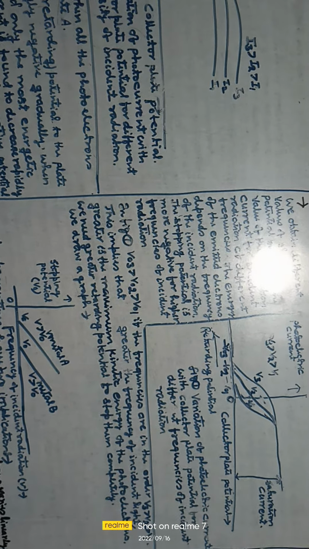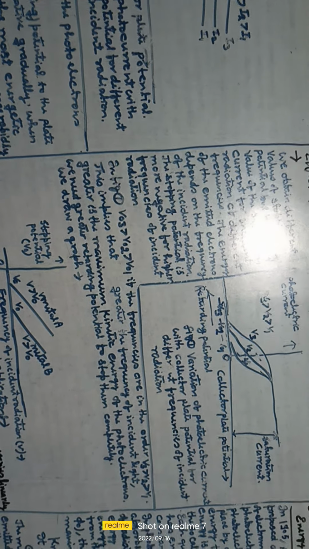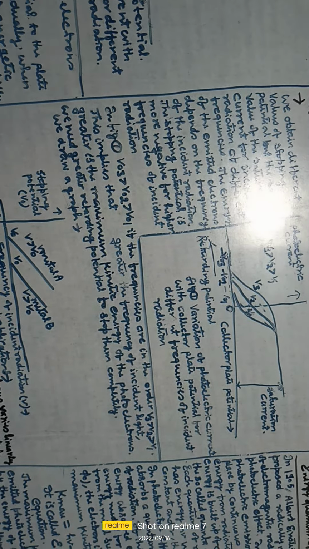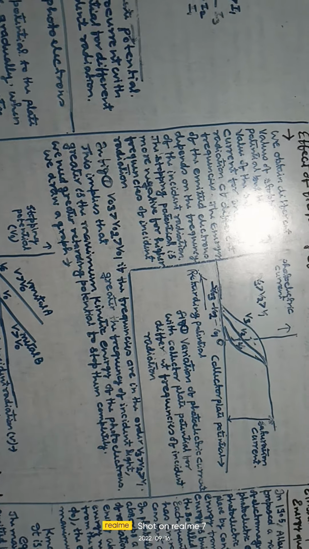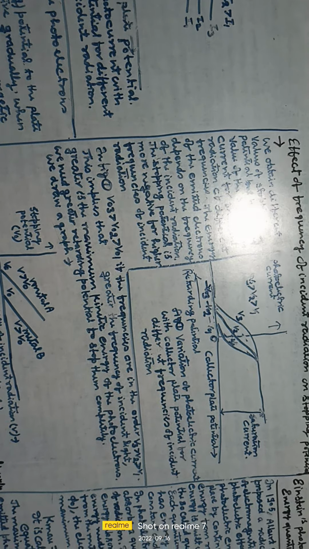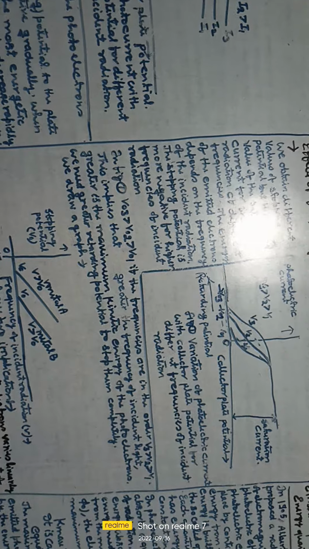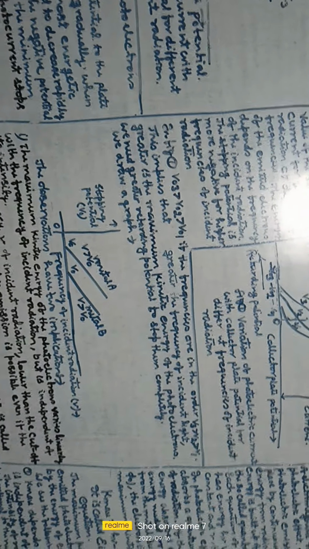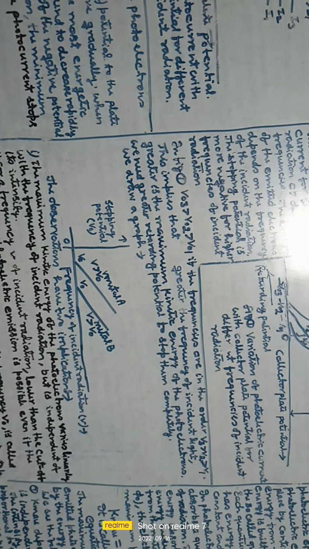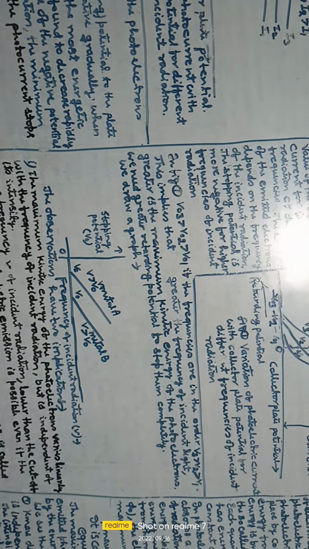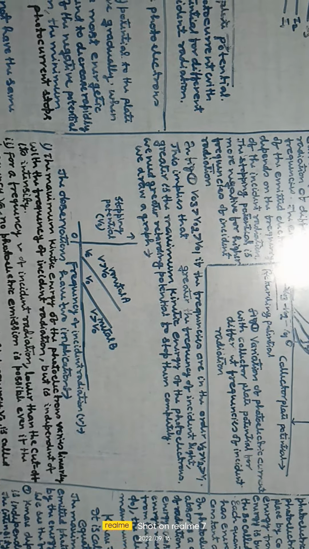In figure 1, V03 is greater than V02, which is greater than V01, if the frequencies are in the order ν3 greater than ν2 greater than ν1. This implies that greater is the frequency of incident light, greater is the maximum kinetic energy of the photoelectrons. We need greater retarding potential to stop them completely. We draw a graph between the stopping potential and frequency of incident radiation.